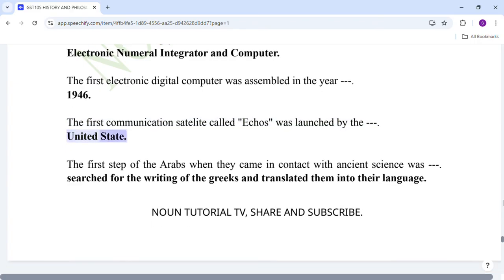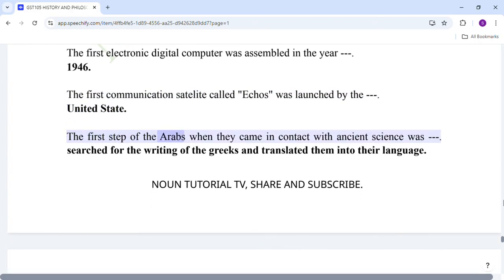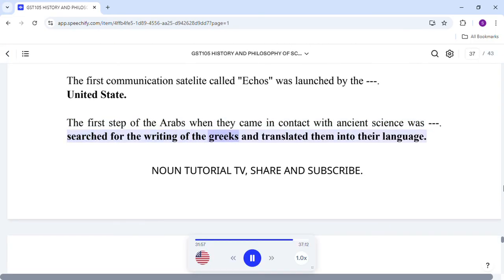United States. The first step of the Arabs when they came in contact with ancient science was dash dash. Searched for the writing of the Greeks and translated them into their language.